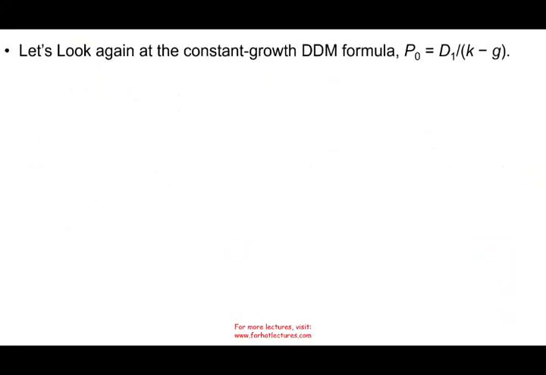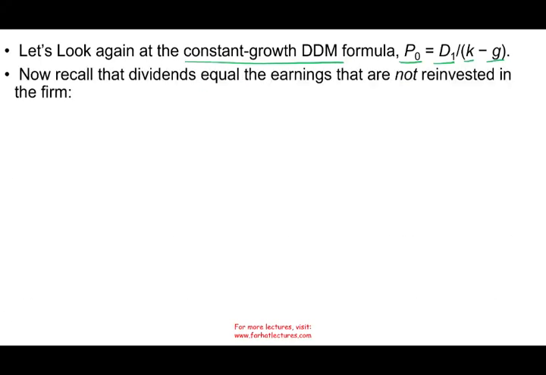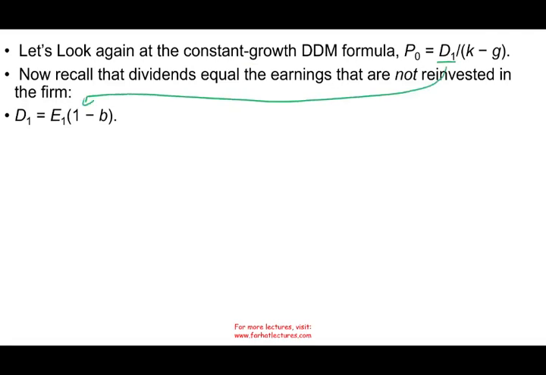Also, we can look at the PE ratio from another formula that we learned, the constant growth dividend model, which is the price of a stock equal to the future dividend divided by K minus G. K is the required rate of return and G is the growth rate. Now recall that dividend equals the earnings that are not reinvested in the firm. So what can we replace the dividend with? Dividend equals the expected earning times 1 minus b.